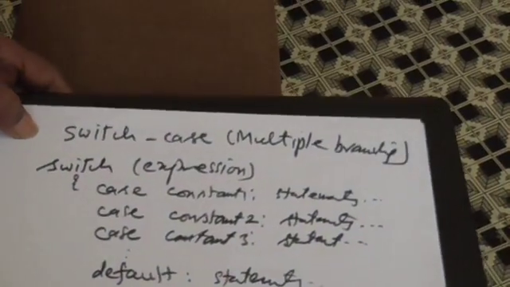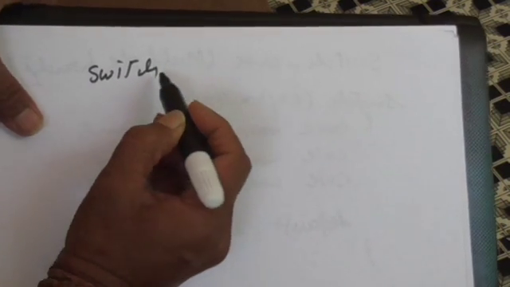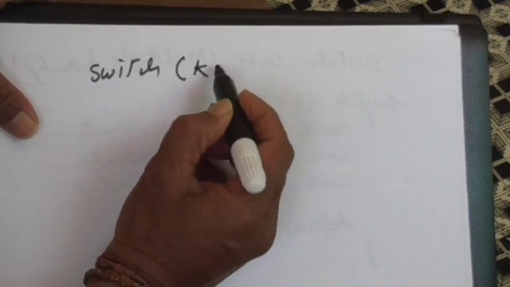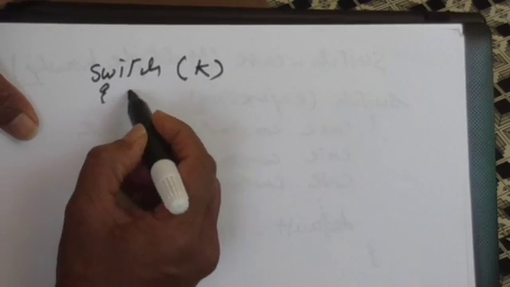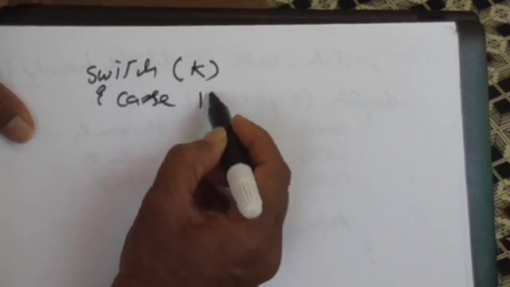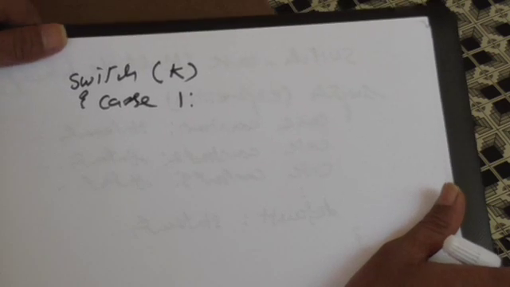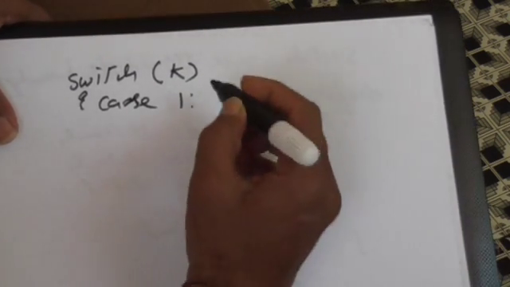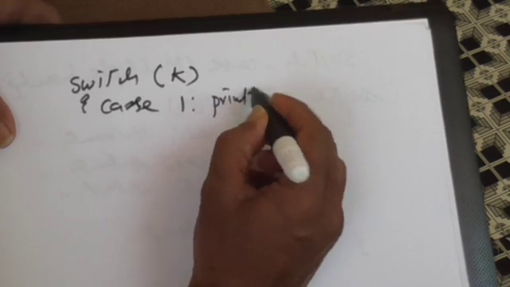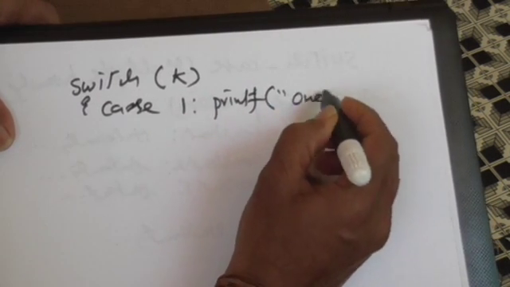So if I take an example, I write switch and I write some expression called k and I write case 1. So if k is 1, the meaning is simple. If k is 1, what should be written? I'll write printf 1.